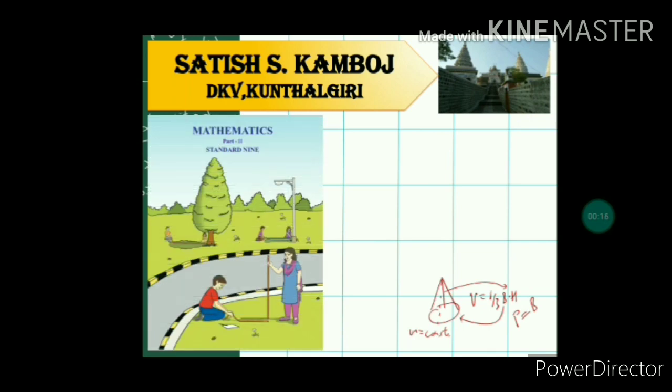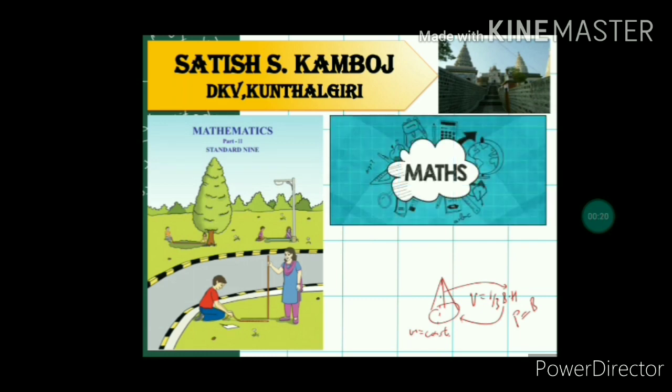Today, we are going to learn chapter first, Basic Concept in Geometry of Mathematics, part second of Standard 9. The word geometry itself suggests the origin of the subject. It is generated from the Greek word geo means earth and metria means measuring.